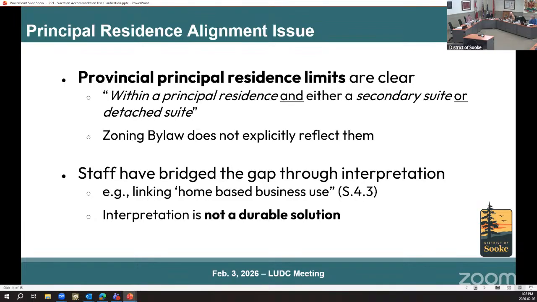While the provincial legislation clearly establishes a principal residence framework, those requirements are not explicitly reflected in the zoning bylaw. Staff have sought to administer vacation accommodation in a manner consistent with the provincial intent, but the absence of explicit zoning language creates ongoing interpretive risk. As noted previously, staff have generally met the intent of the provincial principal residence requirement by linking to existing home-based business regulations. However, this has been determined to be a less than durable solution.